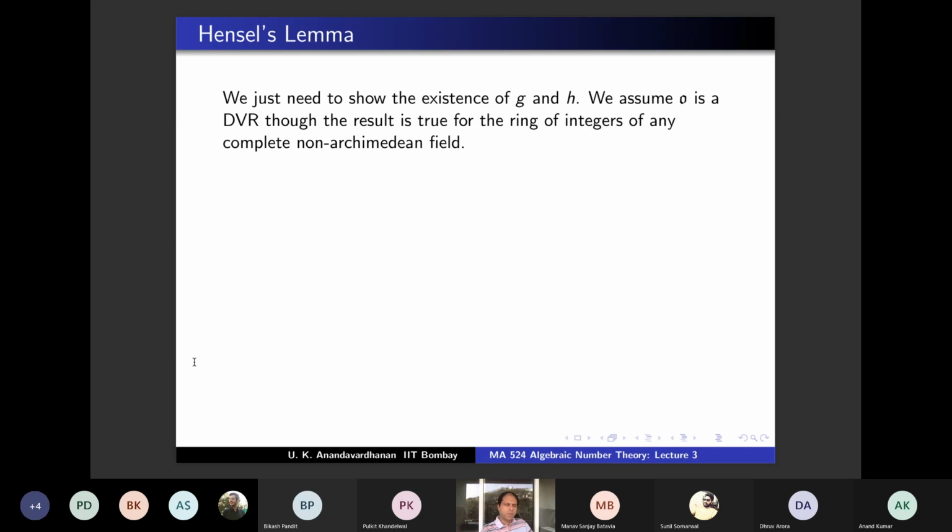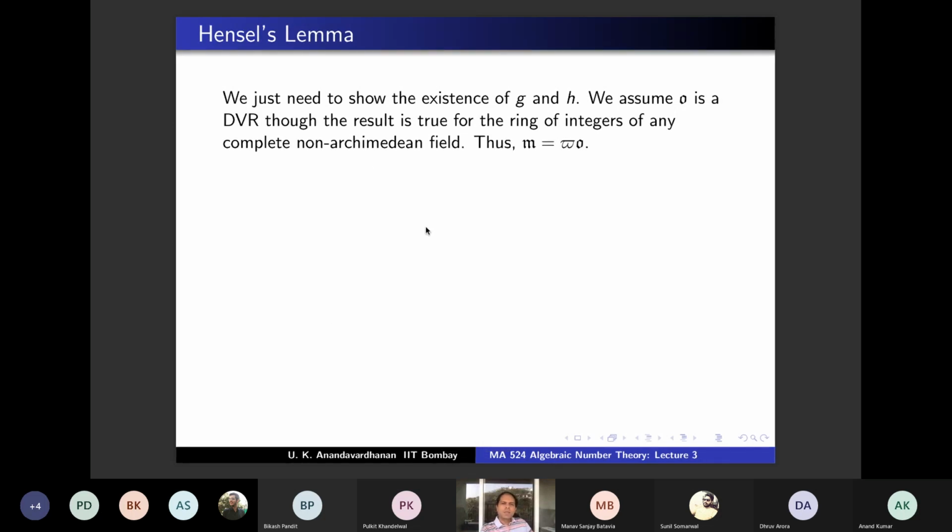Otherwise, also the result is true. A field where Hensel's lemma is satisfied is what is called a Henselian field. It comes up in algebraic geometry and various other places. In algebra, people study Henselian fields, and you can show this version of Hensel's lemma is true for any Henselian field.